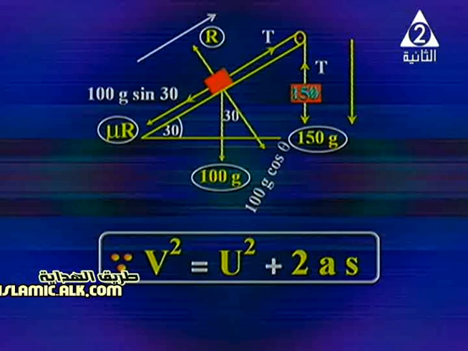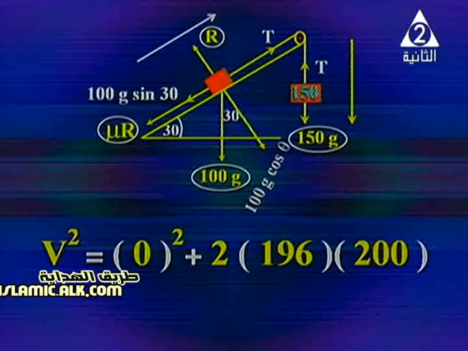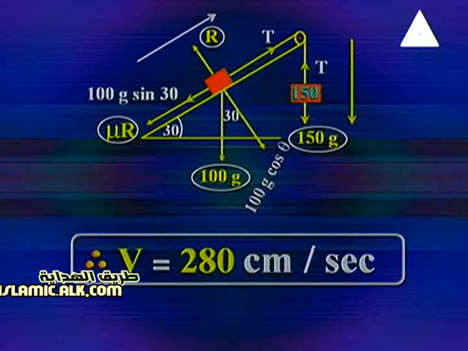Then v squared equals v naught squared plus 2as. Remember, dear student, v squared equals, by substitution, u squared, initial velocity equals 0, and 2as, s is 200, acceleration 196. Find the velocity v squared. After that, we find the value of v by using square root. Answer is v equals 280 centimeter per second.